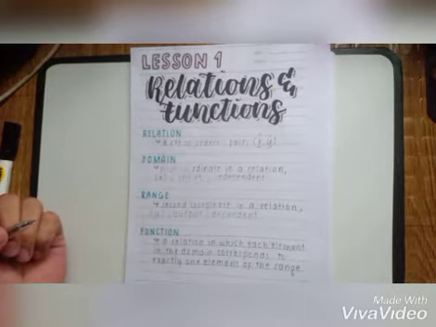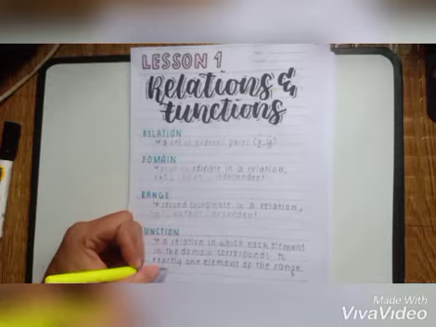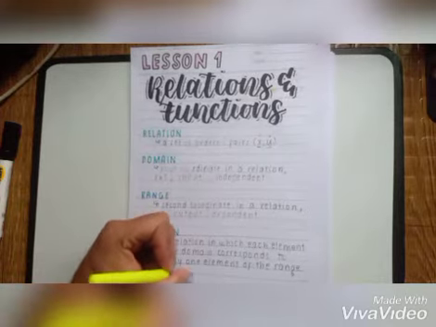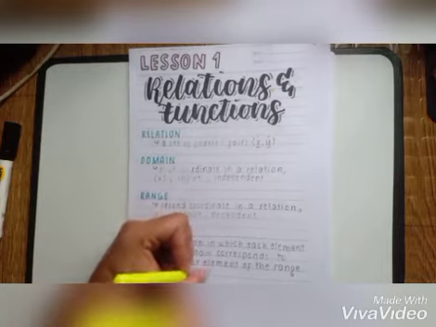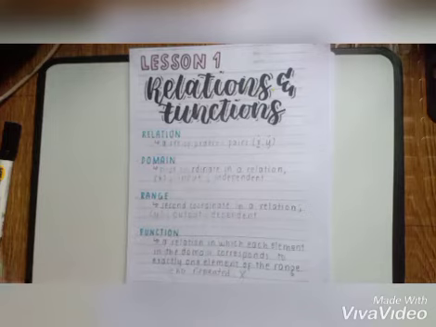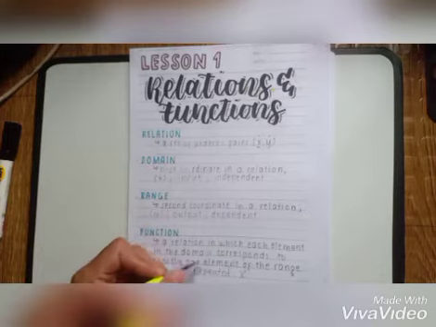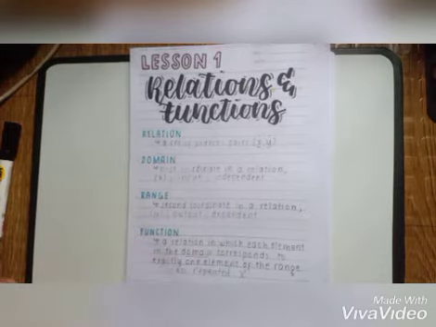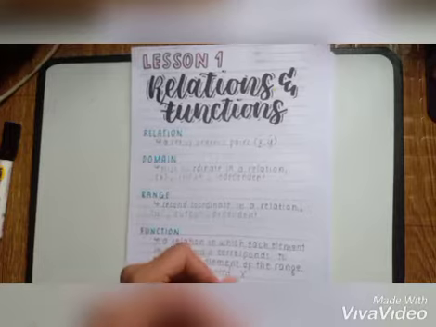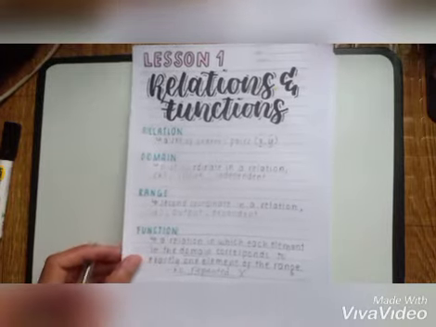a function is a relation in which there is no repetition of x. No repeated x. Because it says each element in the domain corresponds to exactly one element of the range. One element of the range is being paired to x alone. Therefore, no repeated x.